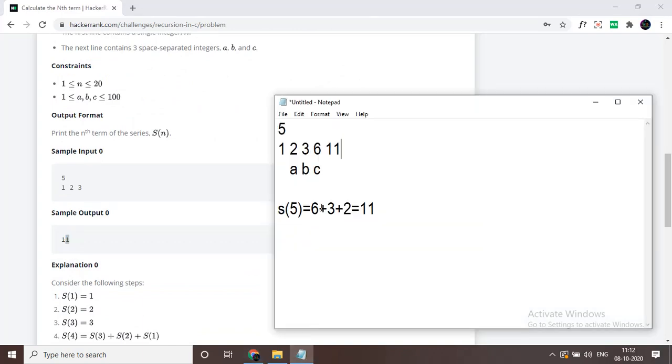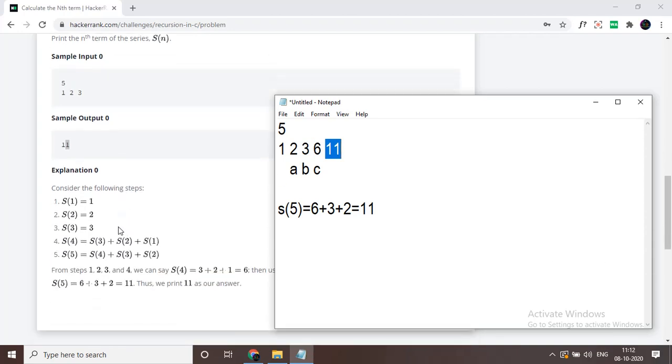That means for 5, how many times am I going to repeat? I am going to repeat it only 2 times, because we already have the first three values. For the last time, I am going to print the value, that is 11 here. Just look at the explanation I already gave.